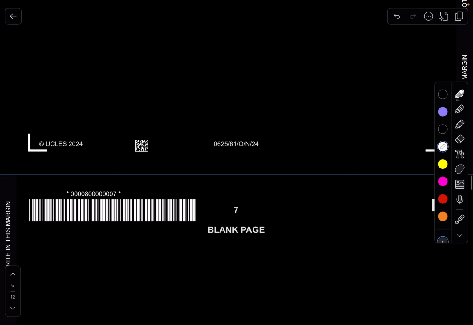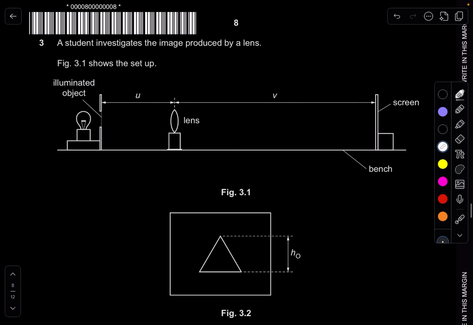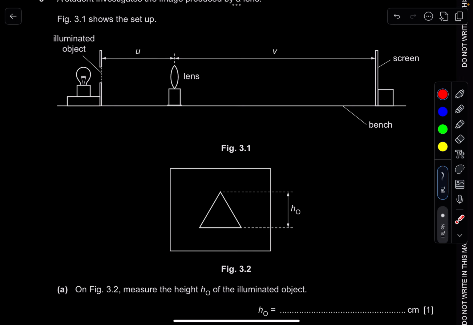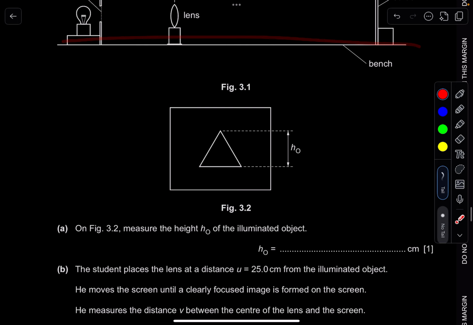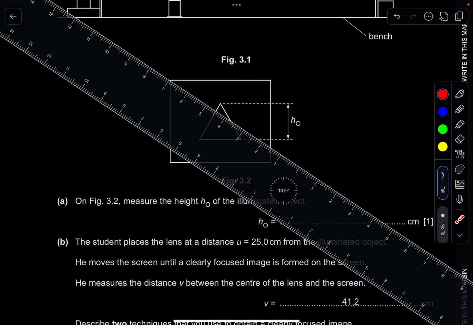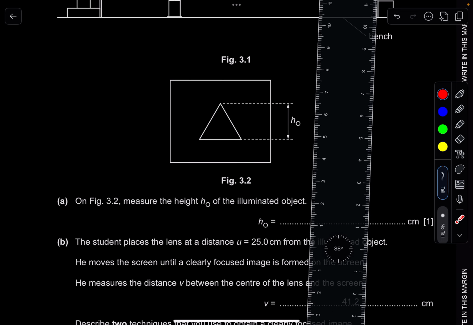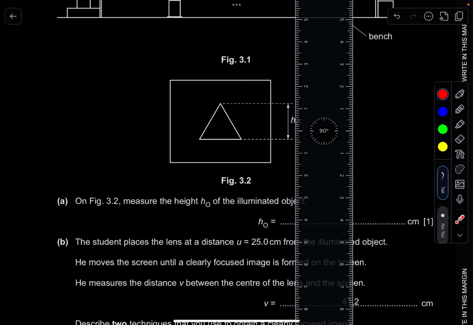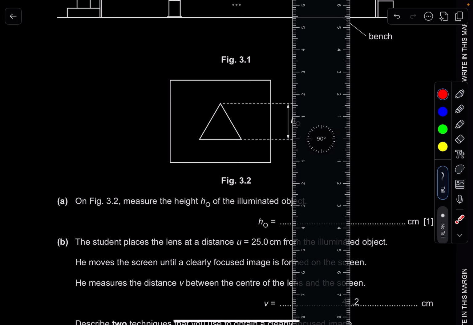Okay, let's move to question 3. In question 3, a student investigates the image produced by a lens, set up as shown in the diagram. This is the convex lens, there is the object, this is the screen, and all these things are placed on the bench. And this is the height of the object. What they're asking is to measure the height of the object. So you have to use the scale to measure it. Place the scale perpendicular, right?